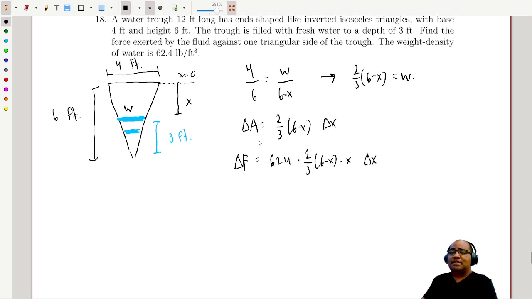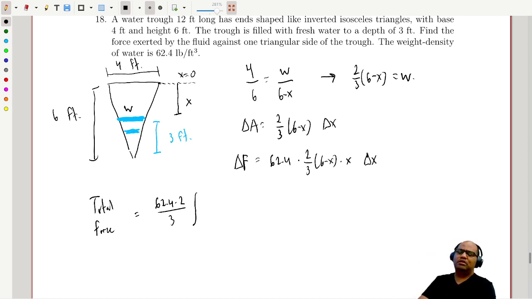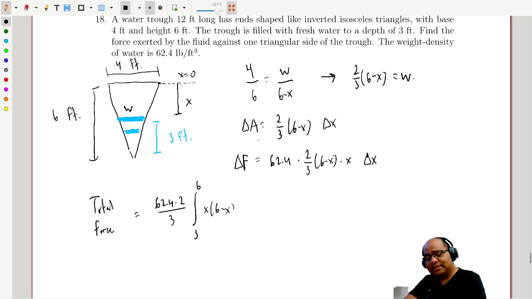And so now to set up the integral, the total force is going to be, let's pull the constants out, 62.4 times 2 over 3 times the integral from, well, we're starting at 3 feet down from the top all the way down to 6 feet, because this is only filled with 3 feet of water. So the integral is from 3 to 6 of our function, x times 6 minus x dx.